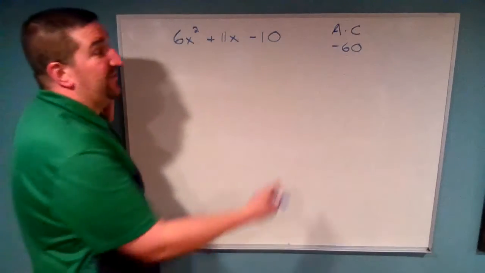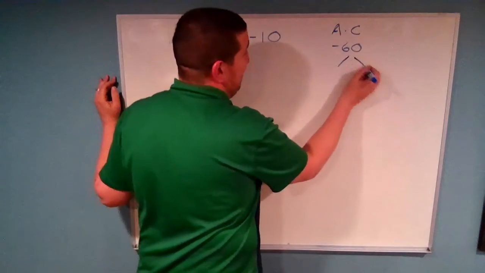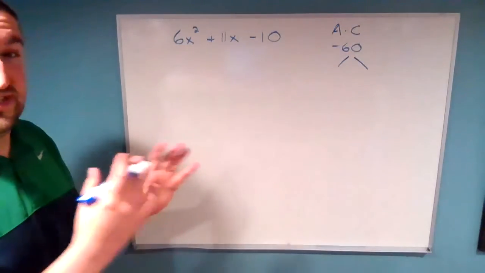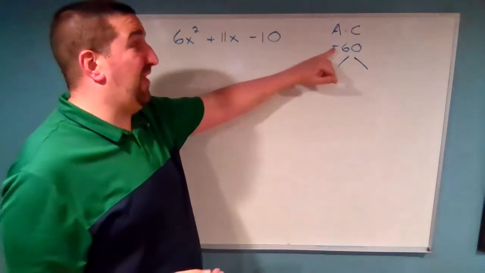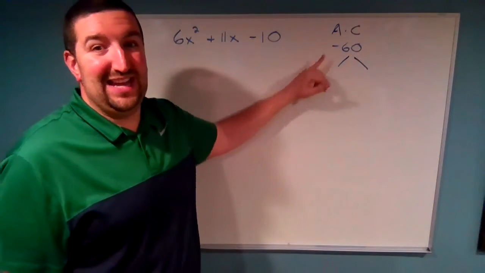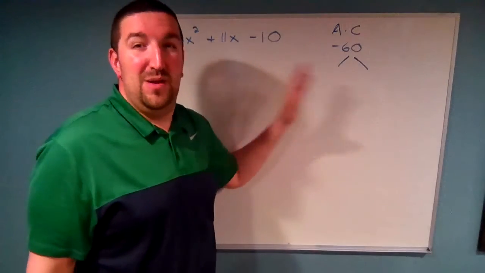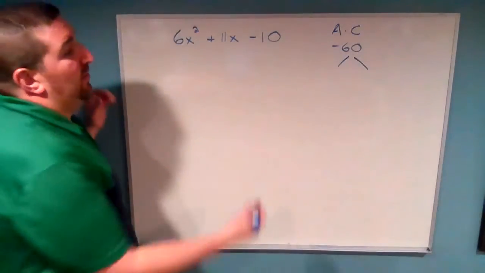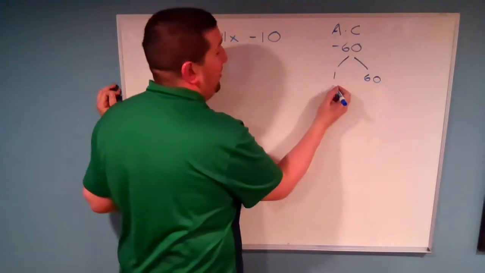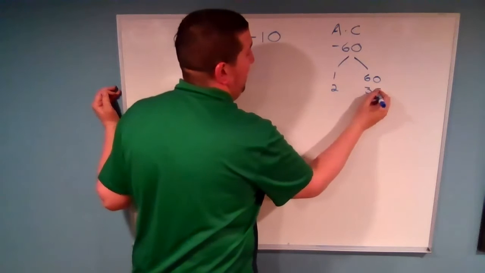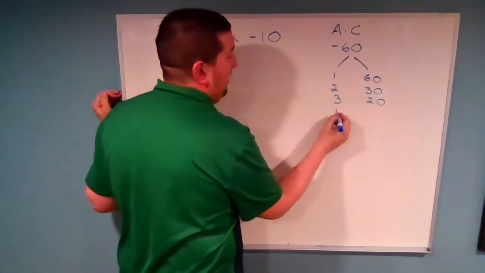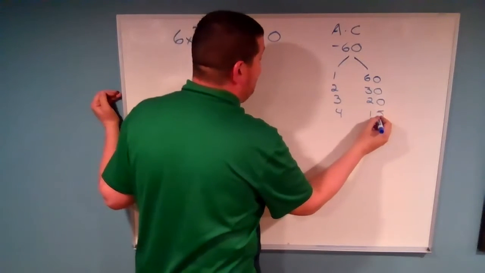So we find our factor pairs of 60. Ignore the negative right now. We can take that into account later. We know our signs are going to be different because our product was negative, and the only way to get a negative is to have different signs here. But ignore that negative for right now when you're coming up with factor pairs. So we have 1 and 60, 2 and 30, 3 and 20, 4 and 15.